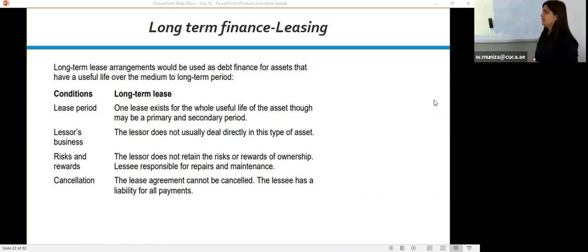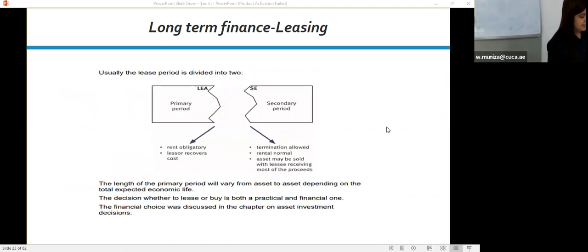And cancellation: the lease agreement cannot be canceled. The lessee has the liability for all payments since it is long-term. In the case of short-term lease, the cancellation can happen. So in the case of long-term lease, you can see that the whole life of the asset is divided into primary and secondary time periods. In the primary period, rent is obligatory.